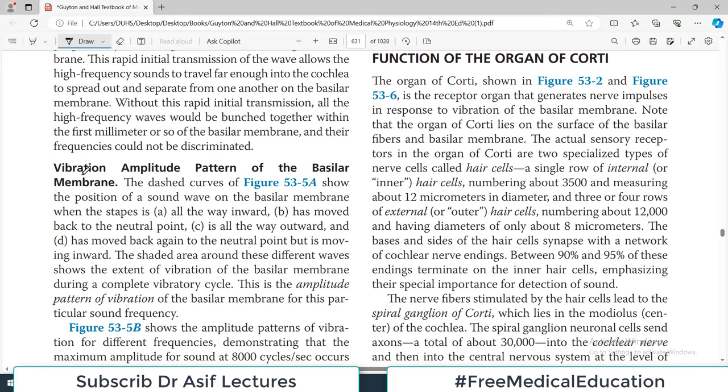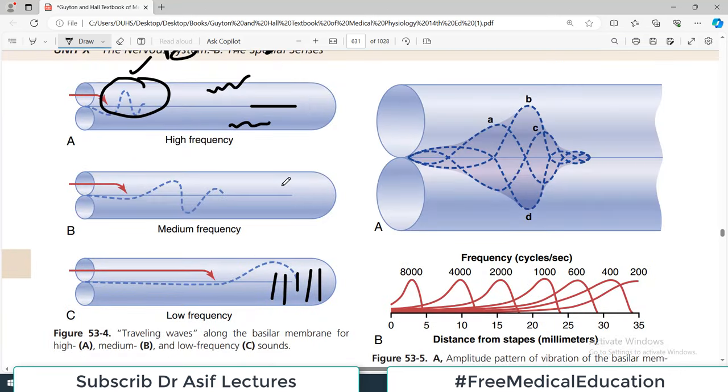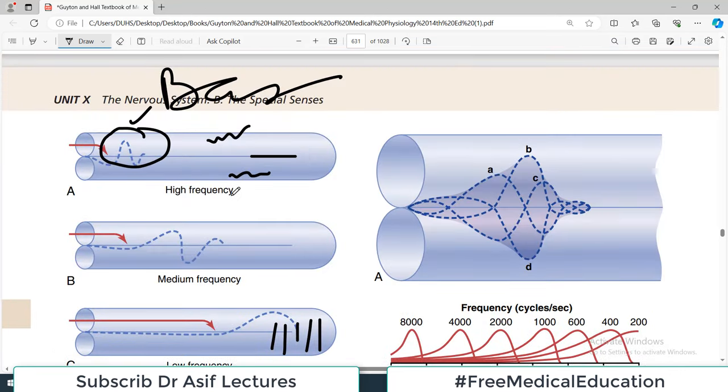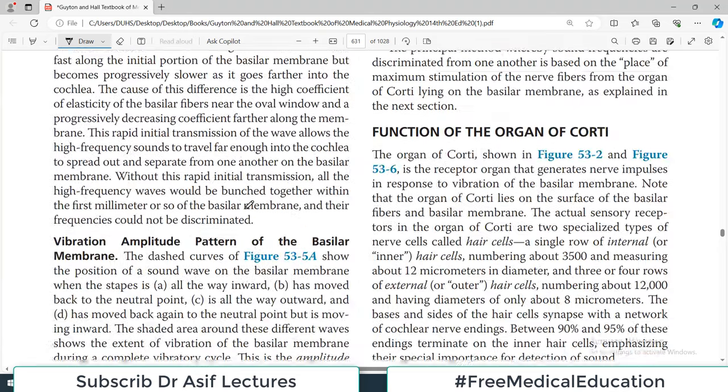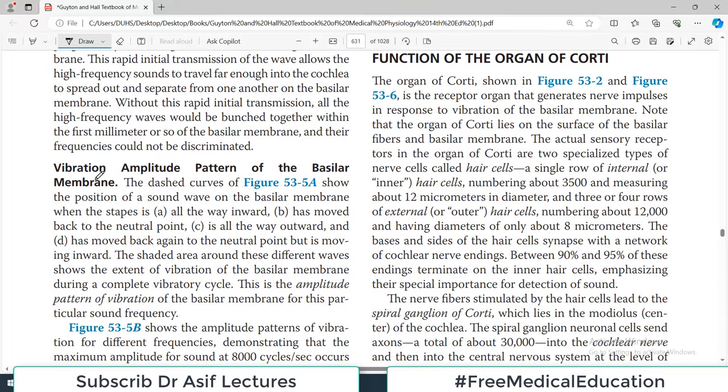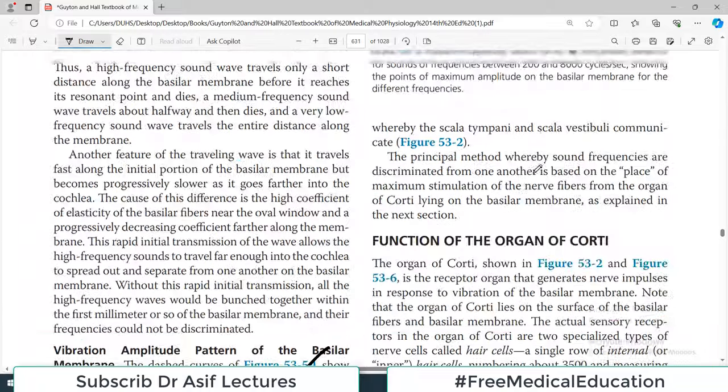Okay, now this is important. I am highlighting again and again that high frequency sounds are best perceived in the beginning by the short cilia-like projections, and low frequency sounds are perceived towards the helicotrema, which has the larger fibers. Okay, right, with this then vibration amplitude pattern of the basilar membrane, the dash curve, so this is not important, we just need to leave this bit.